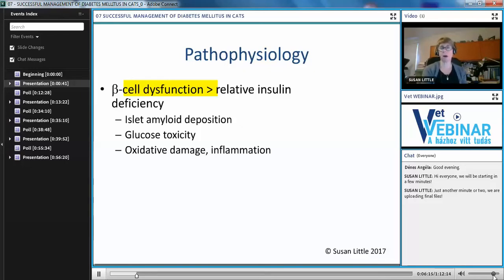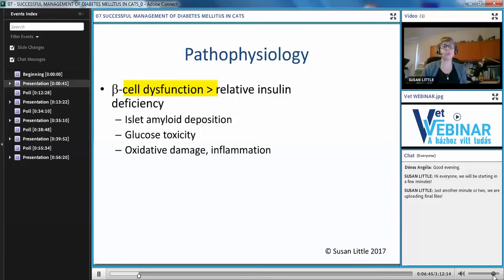And then obesity also, we now know, is not an inert state. We know that fat cells provoke a state of chronic inflammation in both people and in pets, and probably cause some ongoing inflammatory damage and some oxidative damage in these cats with diabetes. So by one or more of those mechanisms, we do get this beta cell dysfunction.